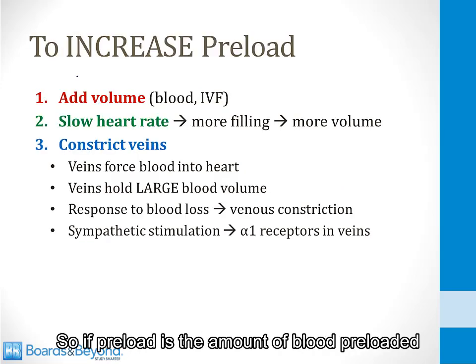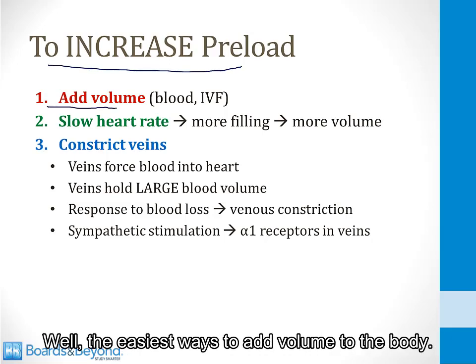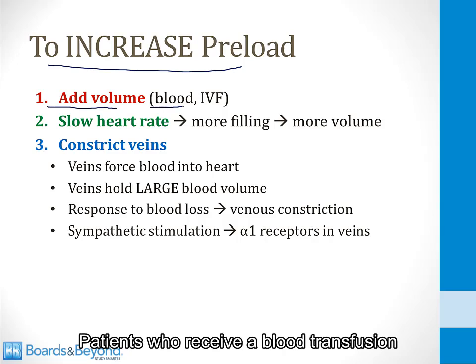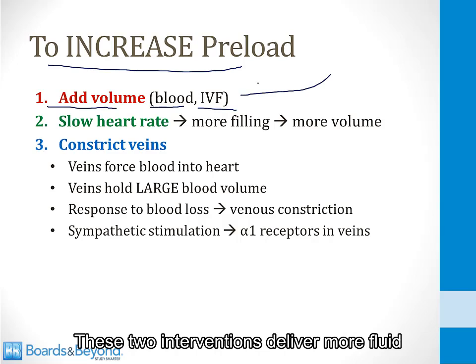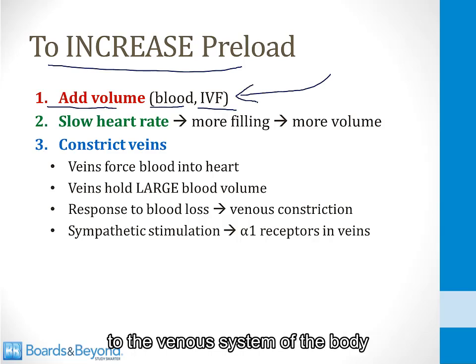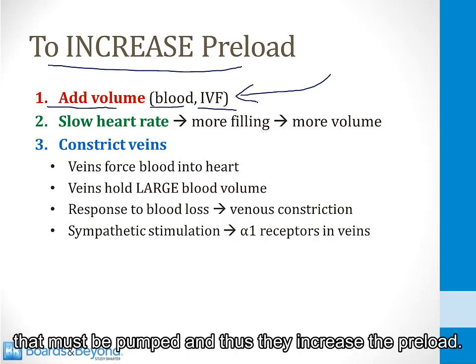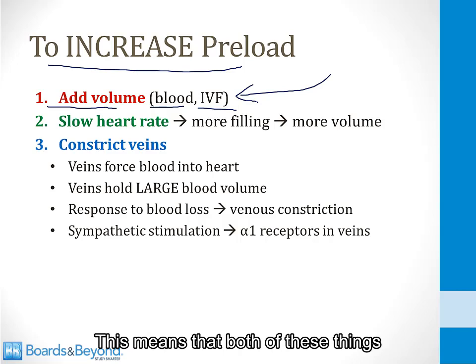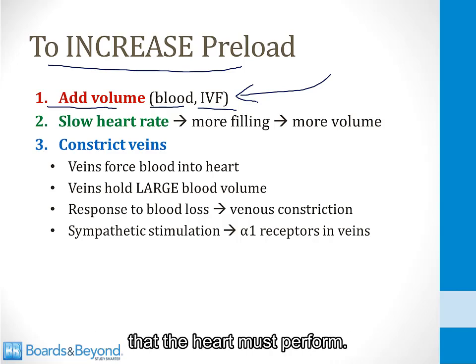So if preload is the amount of blood preloaded into the left ventricle to be pumped, how could you increase the preload to the left ventricle? Well, the easiest way is to add volume to the body. Patients who receive a blood transfusion or intravenous fluids will have increased preloads. These two interventions deliver more fluid to the venous system of the body, which goes to the left ventricle. This preloads the left ventricle with more fluid that must be pumped, and thus they increase the preload. This means that both of these things will raise the cardiac output. They will also raise the amount of work that the heart must perform.